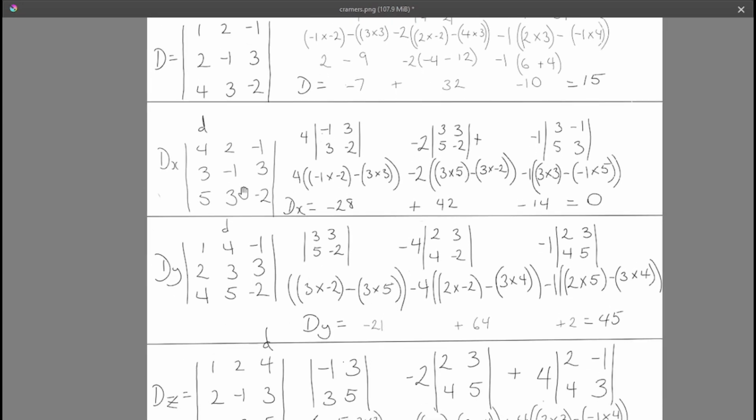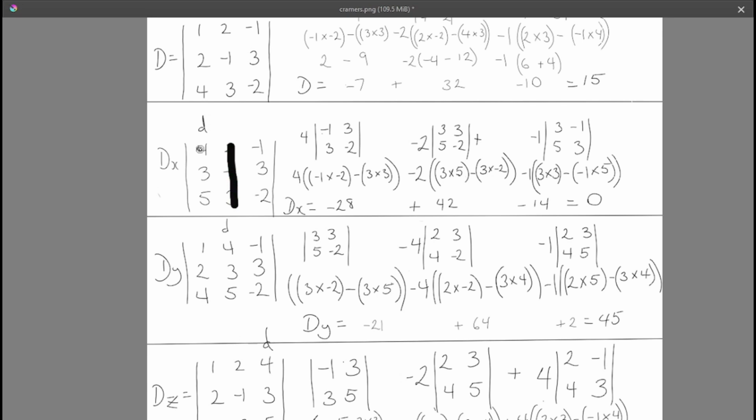dx. So we'll block off this column, block off this row. What you'll get is 4, 1 by minus 1 by minus 2 minus 3 by 3. Okay, and we repeat it.